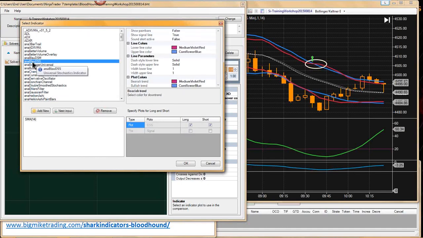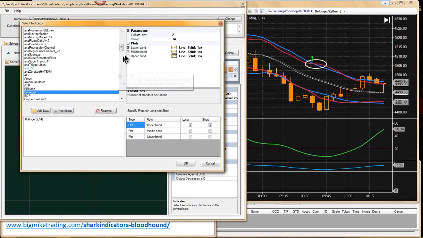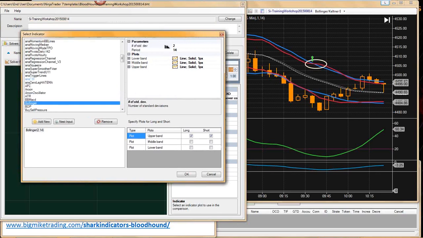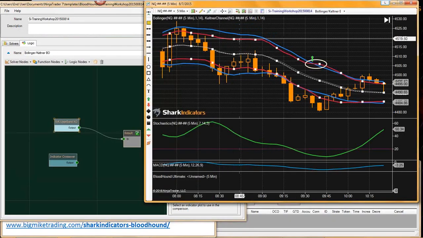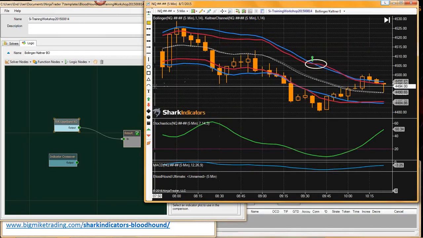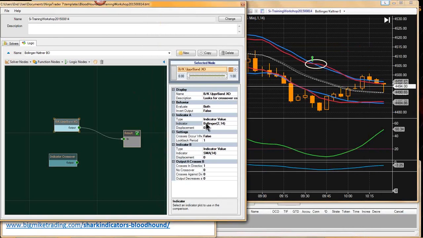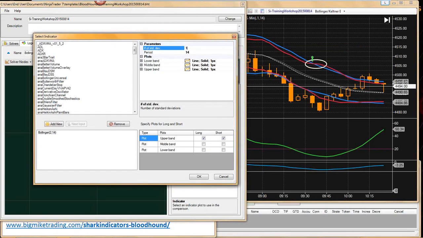It's important to make sure that you have your indicator settings matching the chart. So hold on, I'm going to take a look at the chart again. Yeah, my Bollinger is using a 1 standard deviation and a 14 period. Okay, so let's go back into BloodHound and adjust the Bollinger settings here. Instead of 2 standard deviations, I need to change that to 1 standard deviation.